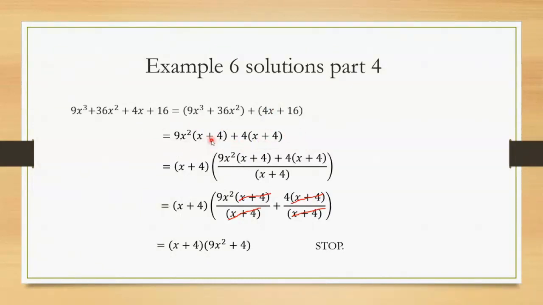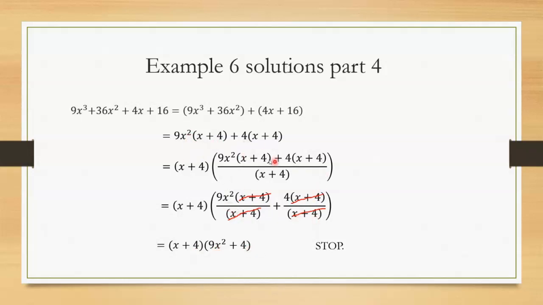But you can see we have something in common in parentheses, right? X plus 4. So once you take it out in front, this is the work that you actually have to do to get to the last step. But again, you can really just skip to the last step. And hopefully you can see that when you remove the x plus 4 and put it in front, 9x squared is left over in the first term, and 4 is left over.